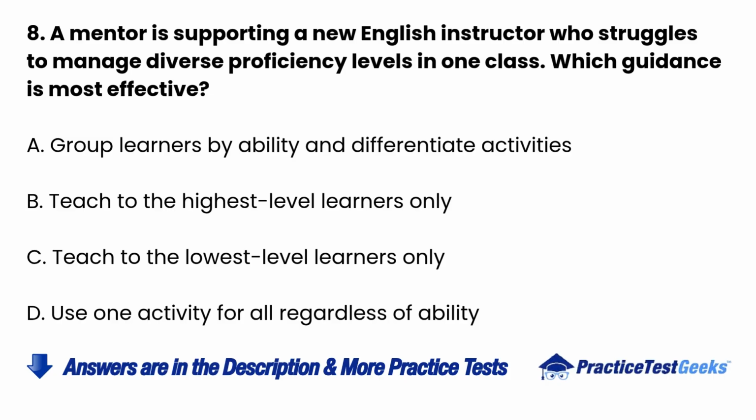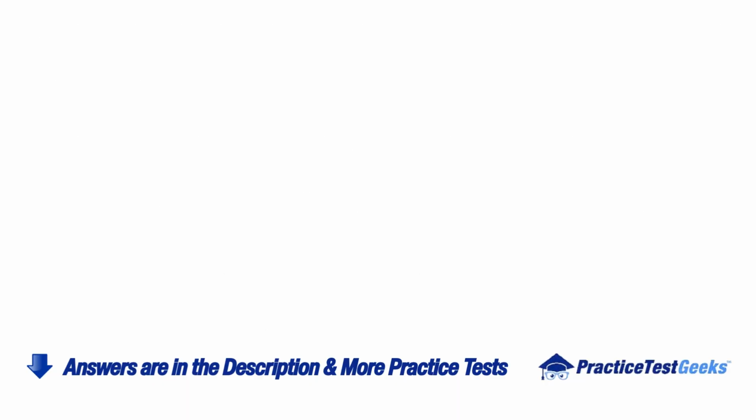A. Group learners by ability and differentiate activities. B. Teach to the highest level learners only. C. Teach to the lowest level learners only. D. Use one activity for all regardless of ability.